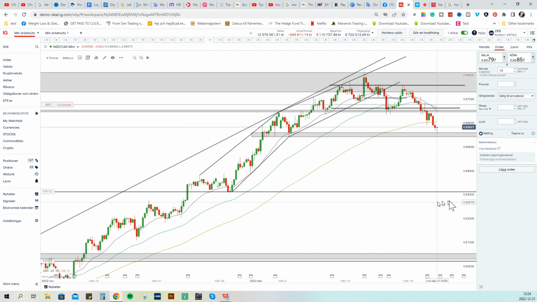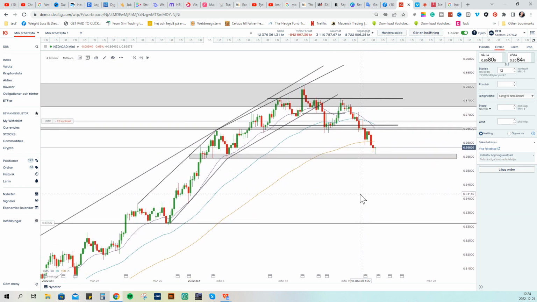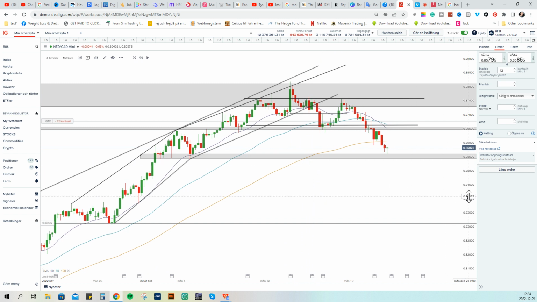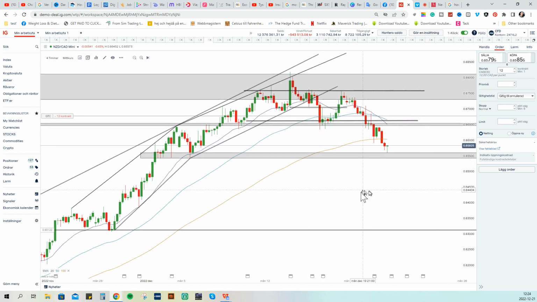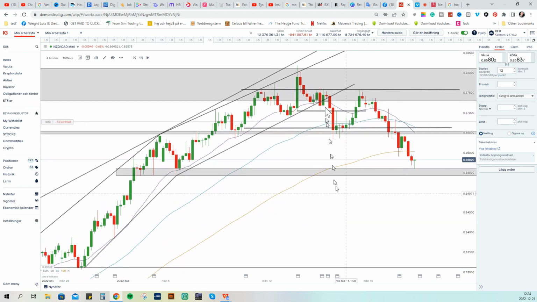Secondly, we can see that you have two closes below this diagonal line here. This is the first close. I will enhance it for you guys who are watching on your smartphones so you can see it clearly here. Here we have the first close below this line.